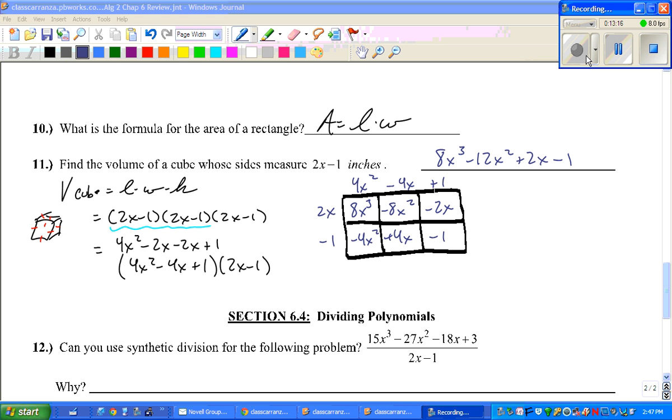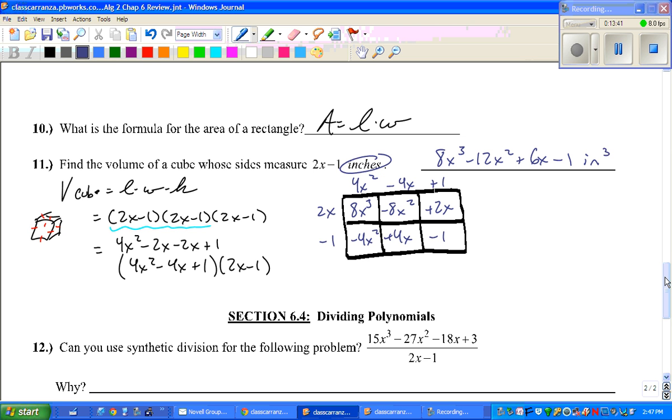And there you go. So you get 8x cubed minus 12x squared. And let's just double check. Oh, I'm sorry. That should be positive 2x, which would make that a positive 6x. Minus 1 inches, so don't forget to label.